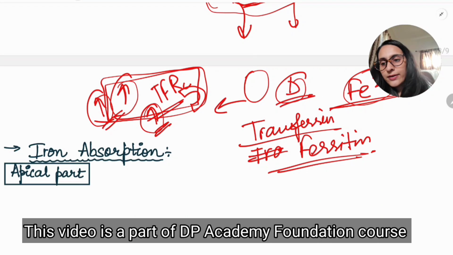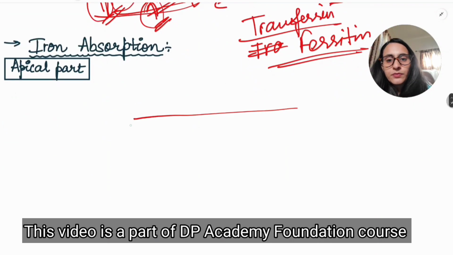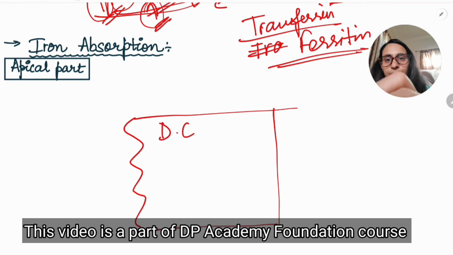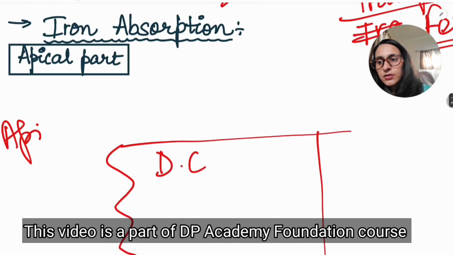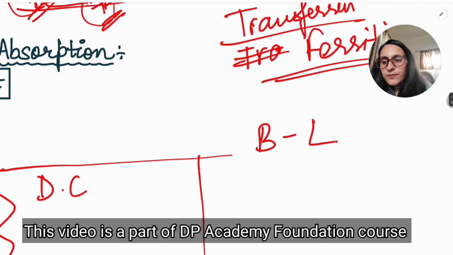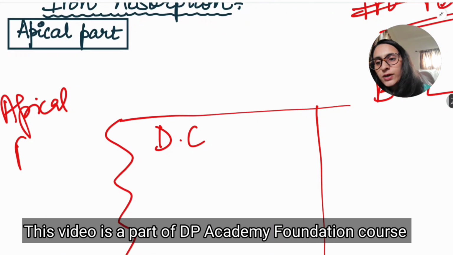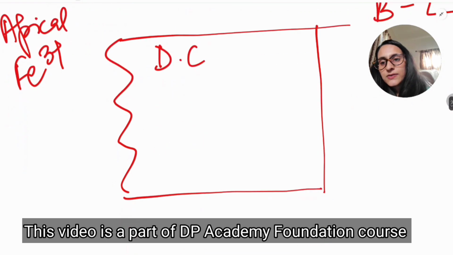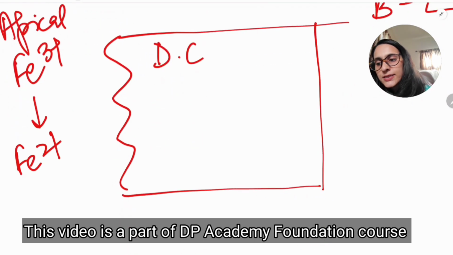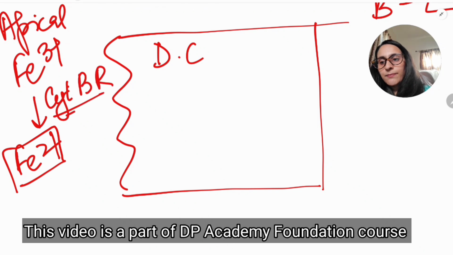Now, talking about the absorption of iron. We know that iron absorption takes place in the duodenum. So this is a duodenum cell. This is the apical part and this is the basolateral part. Now when the food comes in, the form of iron present in the food is Fe3+. Then it is converted to Fe2+, and this Fe2+ form is absorbed in the duodenal cell, right? This conversion takes place with the help of the cytochrome B reductase enzyme.